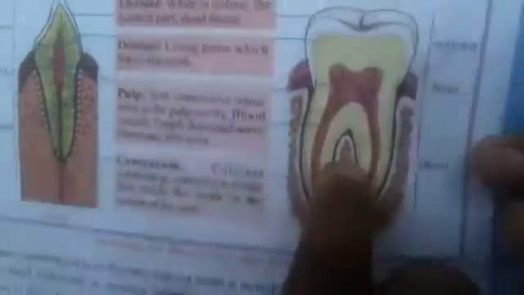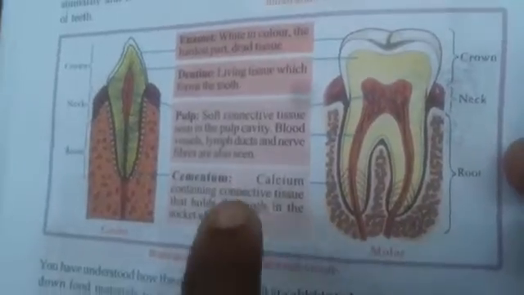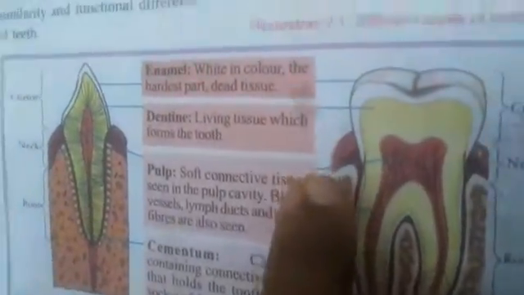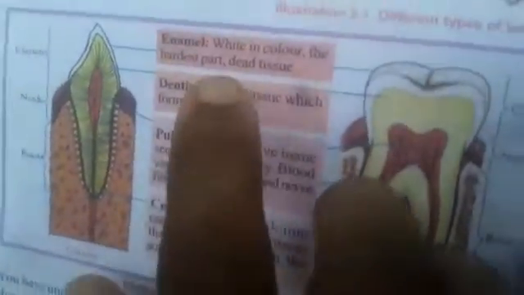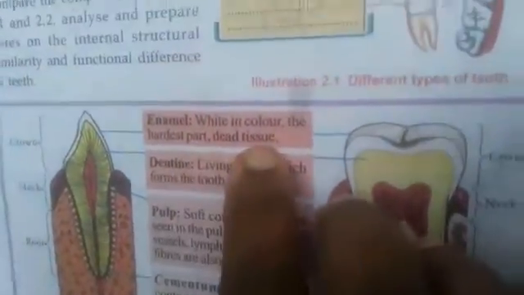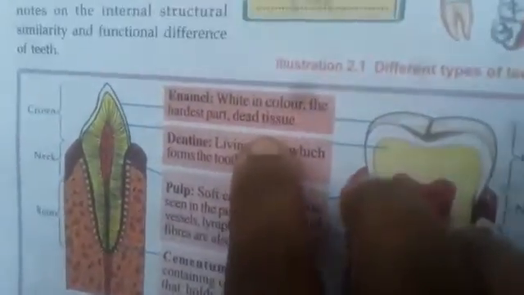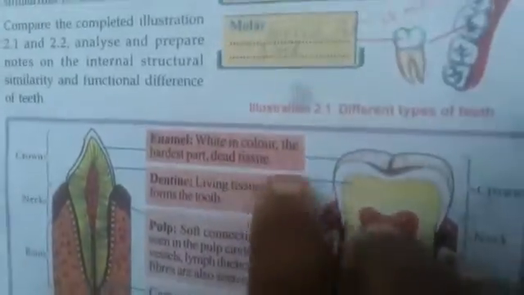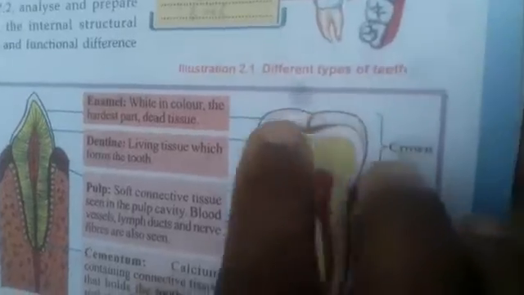And now we are going to see the various parts of this tooth. First, the outer part is enamel. Its color is white, and this is the hardest part because of the presence of more calcium. It gives the hardness to the enamel. We know that enamel is the hardest part of our body, and this is dead tissue, not living tissue.